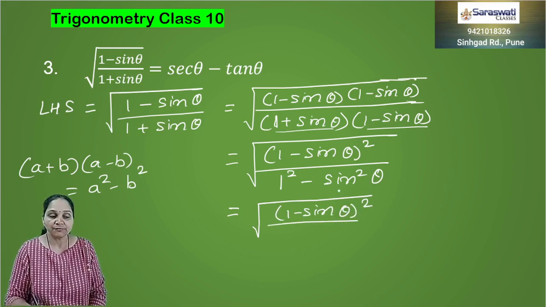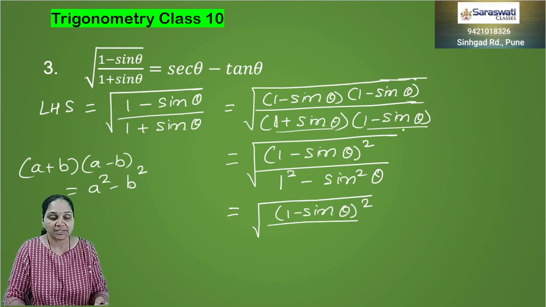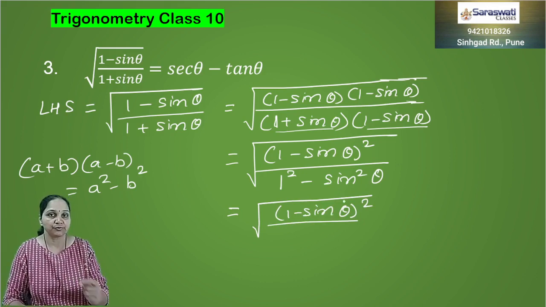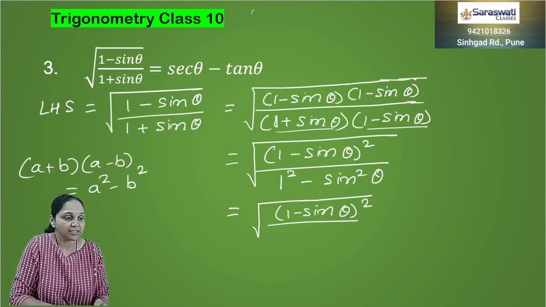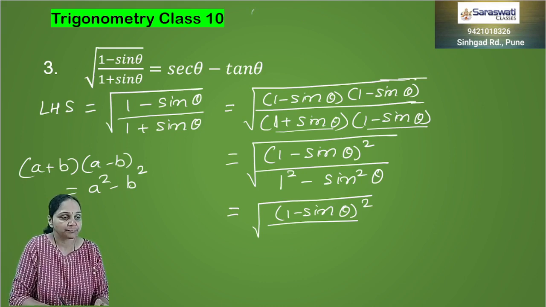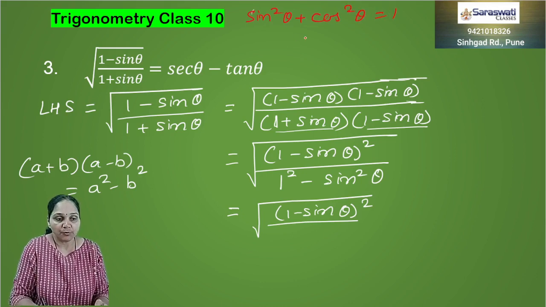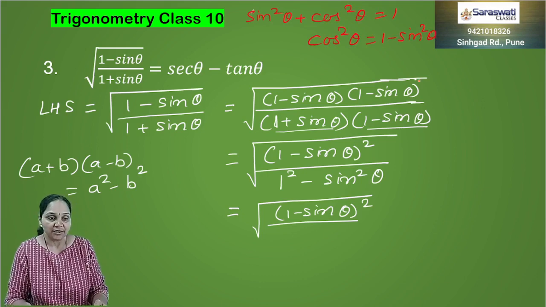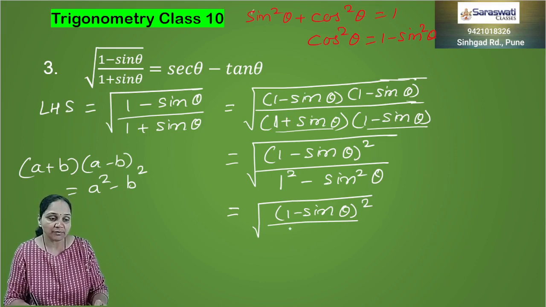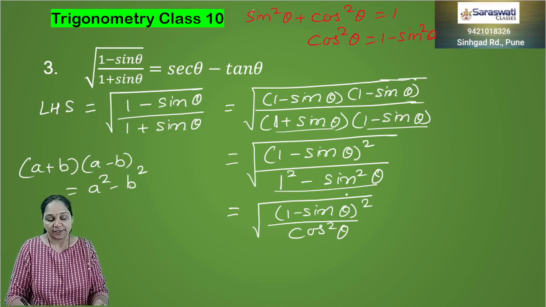Now see, from the first identity, that is sin square theta plus cos square theta is equal to 1, I am writing here sin square theta plus cos square theta is equal to 1, we get cos square theta is equal to 1 minus sin square theta. So for this 1 minus sin square theta, we can write cos square theta.